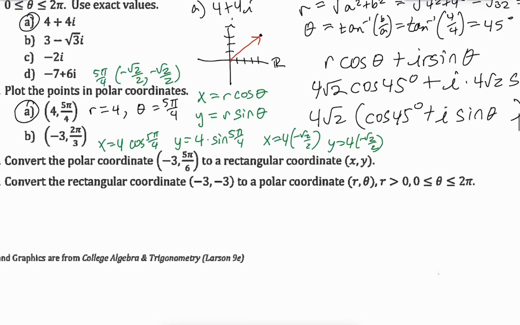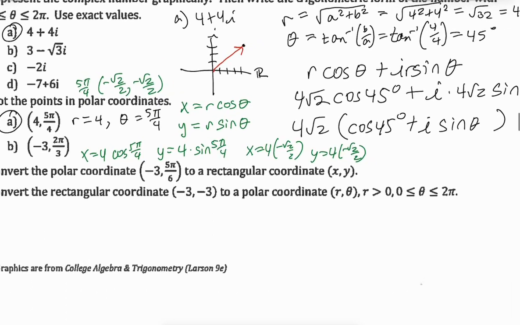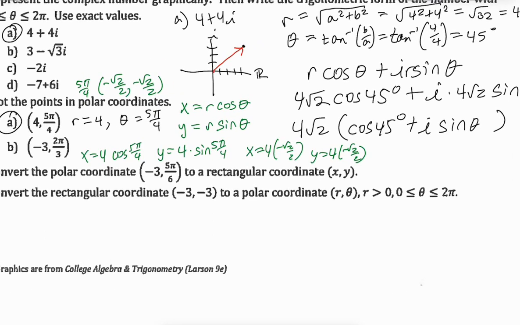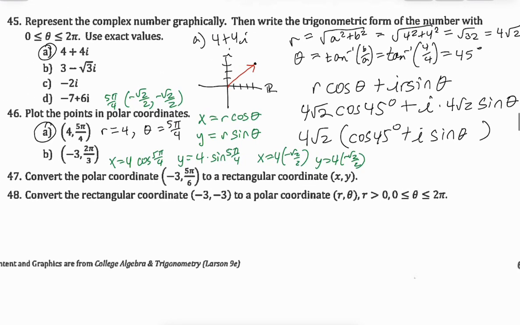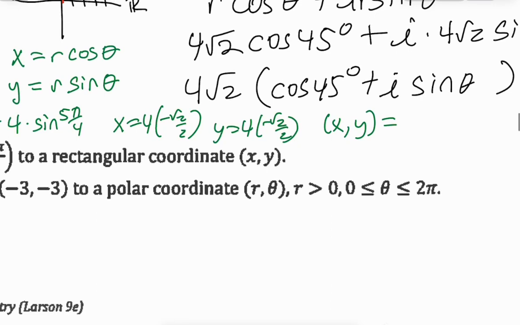They didn't ask us to do the x and y, I'm sorry, so we don't really have to do it, but then 47 asks for it. I'm doing what they ask in 47 for 46. We'll draw it too. Okay. Anyway, so our x, y, just reduce those down. 4 is divisible by 2, so you just get negative 2 radical 2, negative 2 radical 2. And that's it for that.